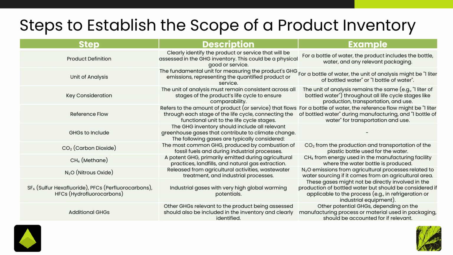The reference flow examines the essential function, such as how much water a liter delivers. Greenhouse gases include all relevant emissions that contribute to climate change, captured in metrics like carbon dioxide equivalent. Sources of carbon dioxide emissions are identified, such as production and transportation of the bottle. For emissions such as sulfur hexafluoride or hydrofluorocarbons, industrial gases affecting high-voltage systems, or refrigeration, if applicable, are included. By thoroughly defining and analyzing each element, businesses can gain a comprehensive understanding of their product's environmental impact.